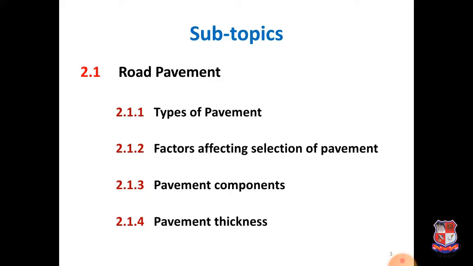Today we see the first topic, road pavement. There are 4 subtopics. First is types of pavement. Second is factors affecting selection of pavement. Third is pavement components. Fourth is pavement thickness. Today we see the first and second subtopics of road pavement.